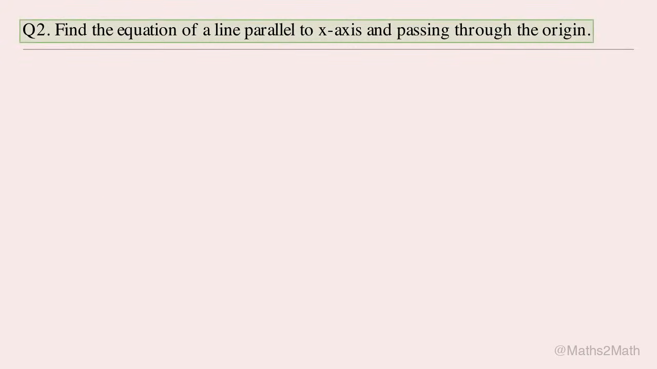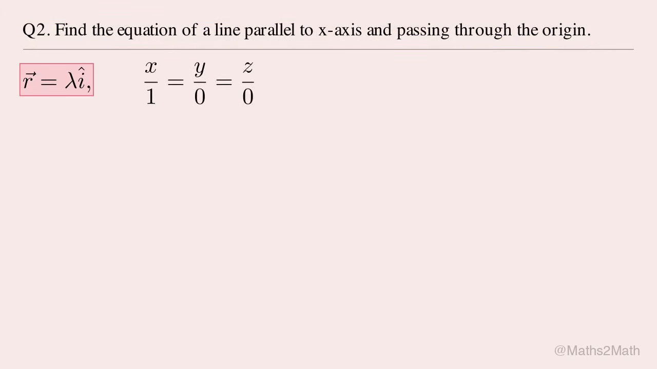Question 2. The simplest possible line. Direction 1, 0, 0 through the origin. Parallel to the x-axis means direction i hat. So through the origin the vector form is r equals lambda i hat, and in Cartesian form y and z stay 0.